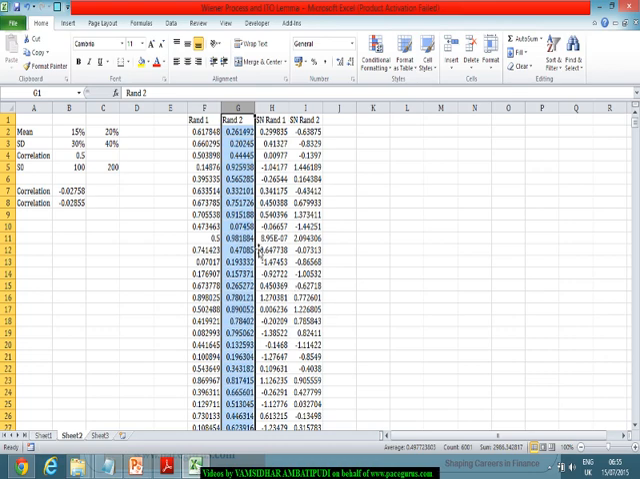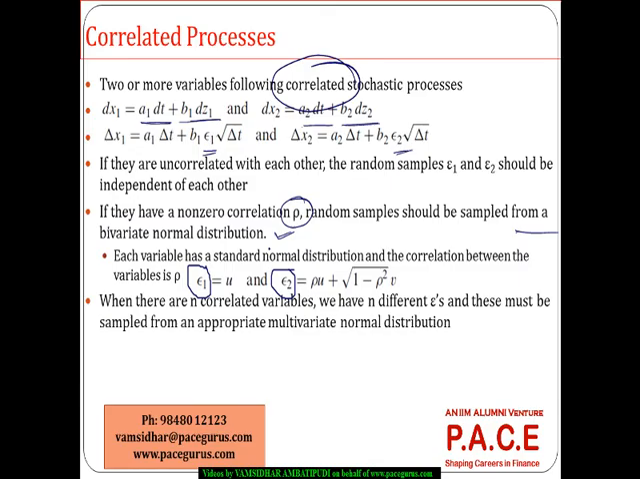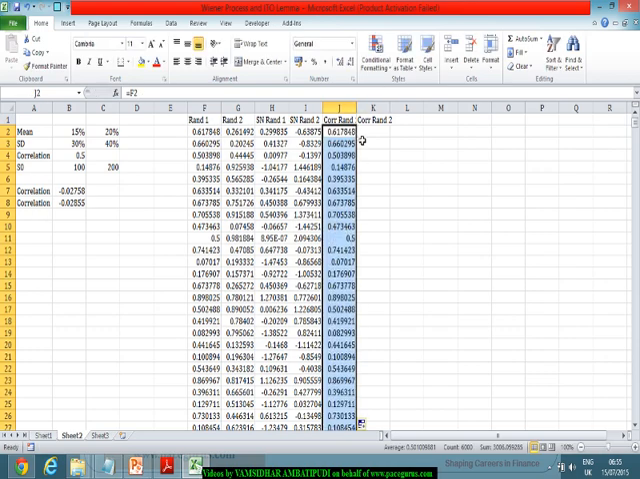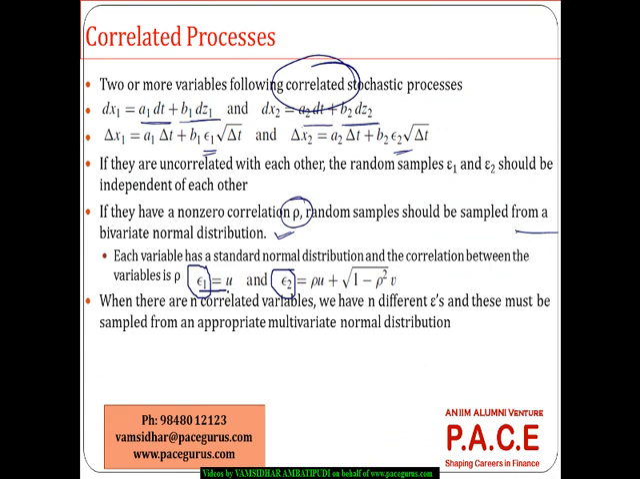We take two random numbers, fair enough. Now when I go with the correlated random variables, correlated rand 1 and correlated rand 2, I do a small difference. The first one I keep as it is. That is what we say, epsilon 1 is u itself.